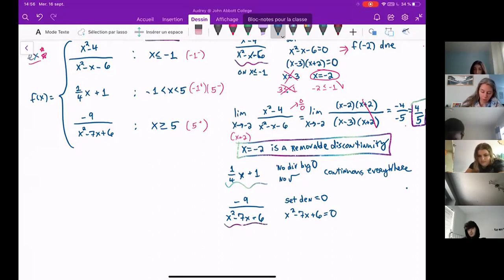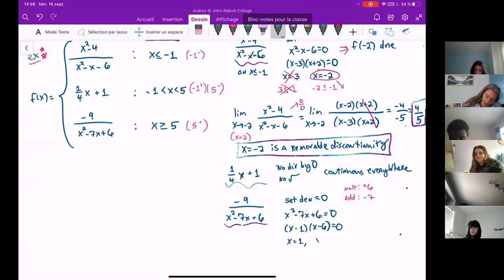So I want the multiplication to be a positive 6, and I want the addition to be negative 7. We can start off with 1. You got it. There we go. Negative 1 and negative 6. So like 1 times 6 gives me a 6. So negative 1 and negative 6 will be the thing for me. So x minus 1, x minus 6 is equal to 0. So I get x is equal to 1 and x is equal to 6.